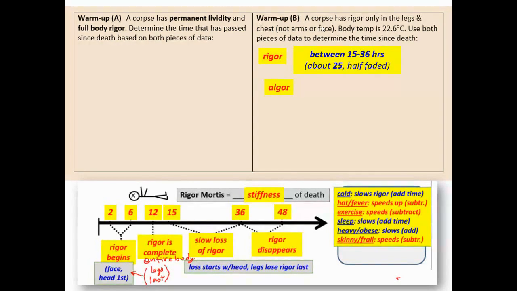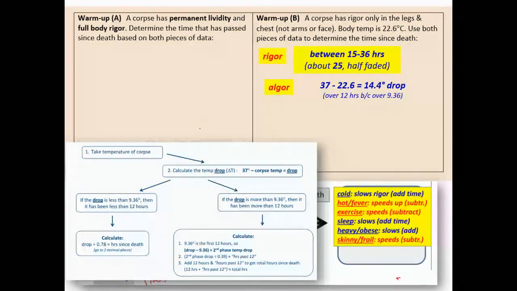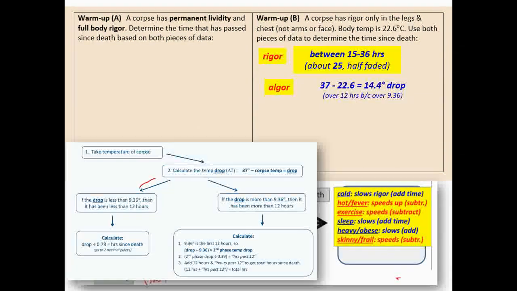All right, the algor mortis, the cooling of the body. Okay, we need this flowchart, and what do we do first? We'd say, okay, 37 degrees minus 22.6 degrees, because the corpse is now at 22.6, gives us a drop of 14.4 degrees. All right, 14.4 is bigger than 9.36. Okay, so on this part of the flowchart, if it's greater than 9.36, we don't get to follow that. We have to follow this part of the flowchart.